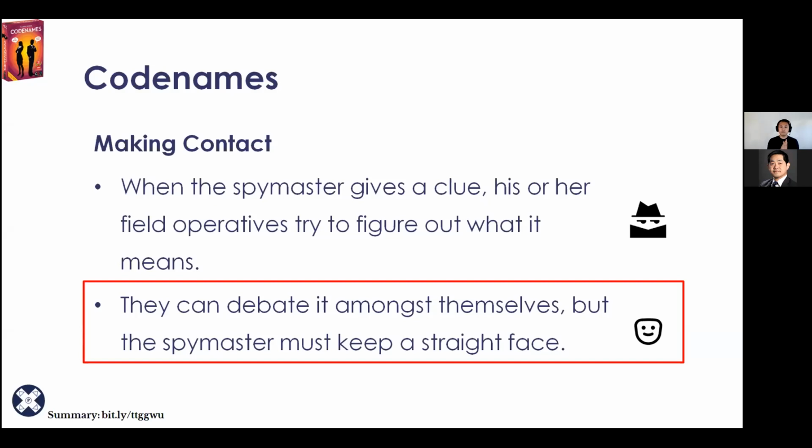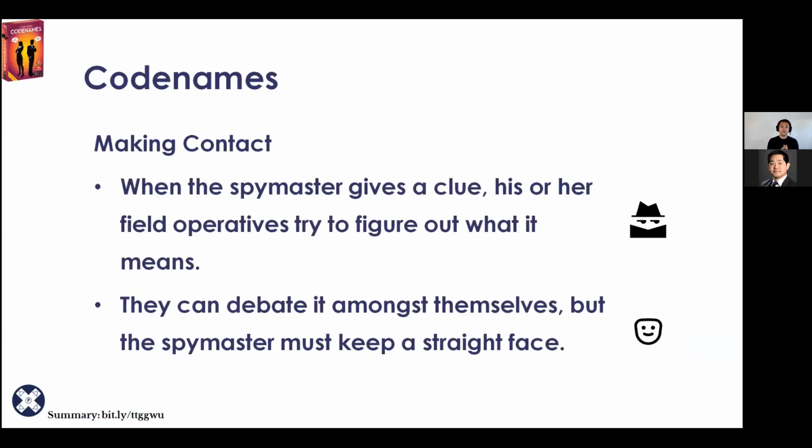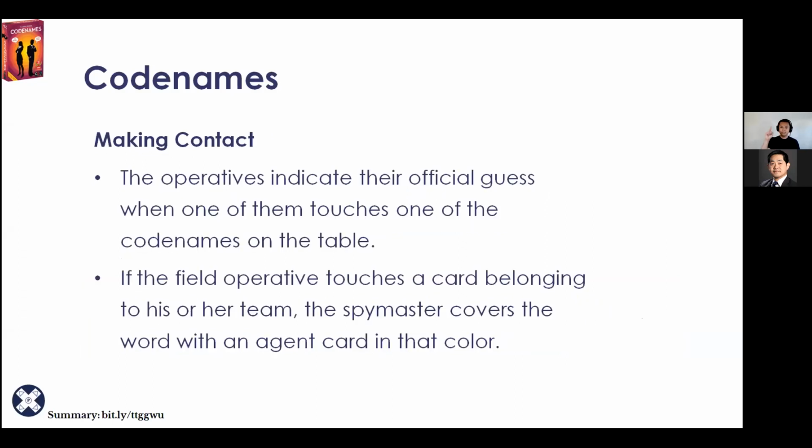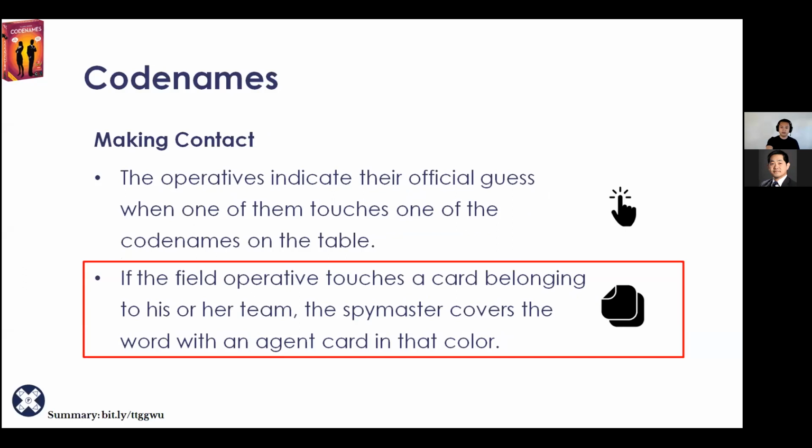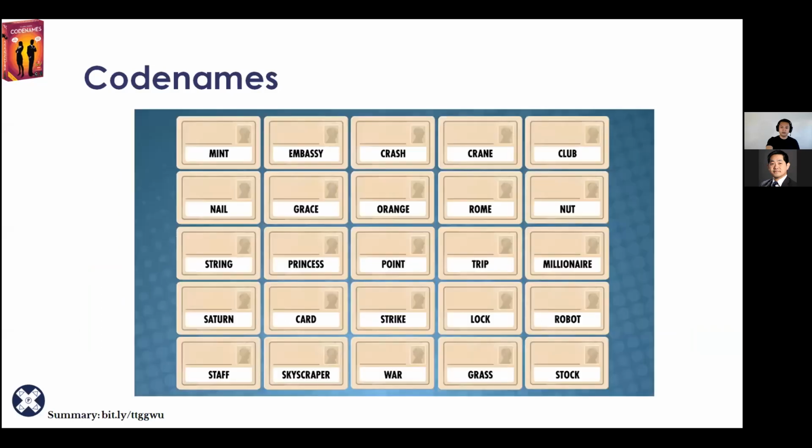So afterwards, when you make contact as a field operative, you're going to indicate your official guess when you physically touch one of the cards on the board. When you're playing online, it's just going to be a click. So if the field operative touches the card belonging to their team, your spymaster is going to then take an agent of that color and put it over that card.